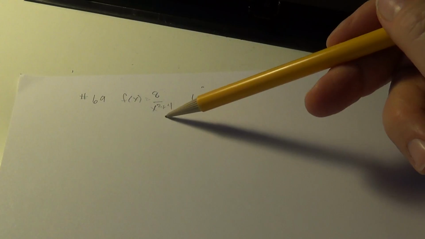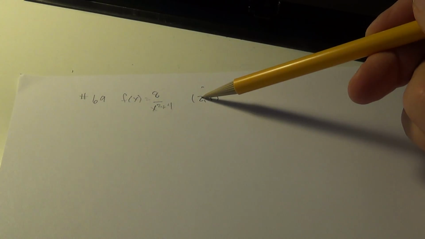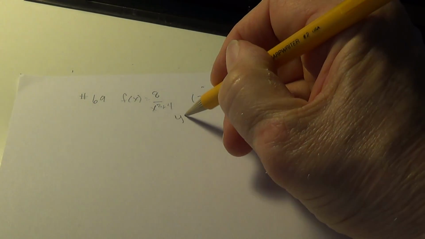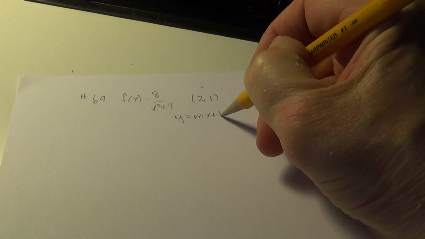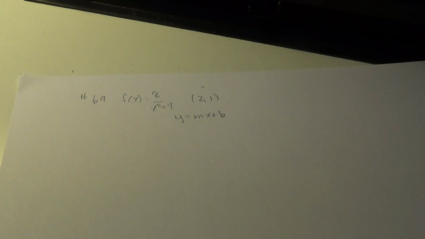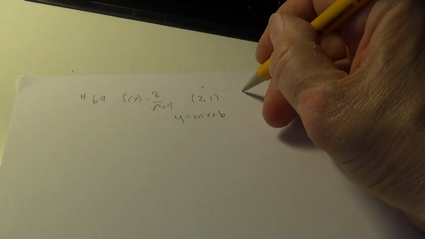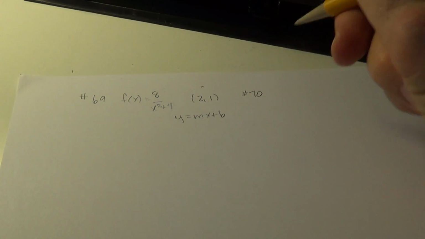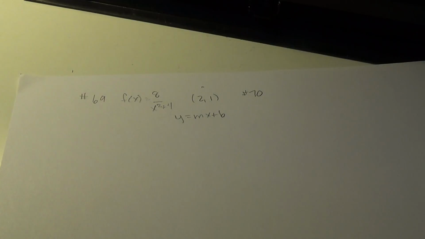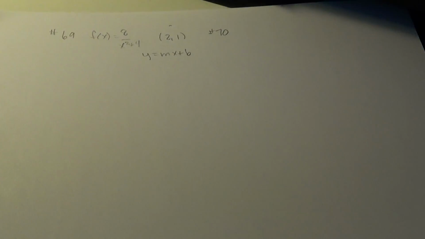You're going to use the quotient rule, throw in the 2, and then use y = mx + b to complete the equation of the tangent of this curve at this point. And then I'll probably assign one other like that. All right, that's sort of a side note.